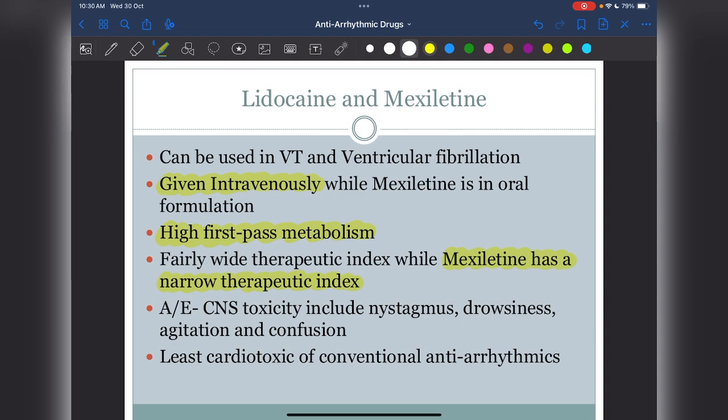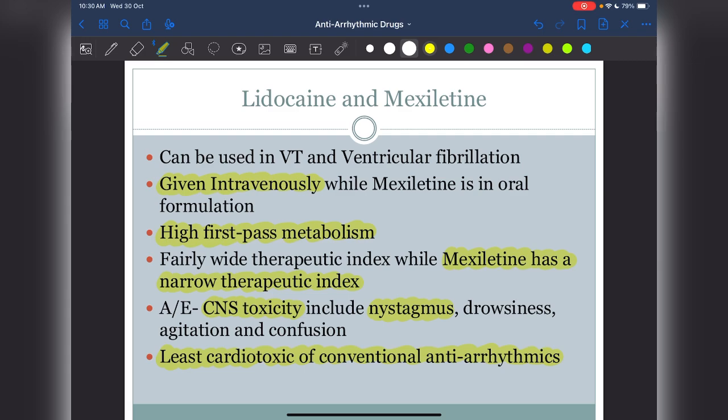Okay. The adverse effect of lidocaine is CNS toxicity. The most common word that you will find in a question stem is nystagmus. If you find nystagmus and CNS toxicity in a heart patient, the person is most likely on lidocaine. But why is lidocaine preferred? Because it's the least cardiotoxic of all the conventional antiarrhythmics. I already told you that all the antiarrhythmics are also pro-arrhythmogenic, but lidocaine is the least cardiotoxic of all the conventional antiarrhythmics, and this can be a very common MCQ in general university exams, not in Step 1.